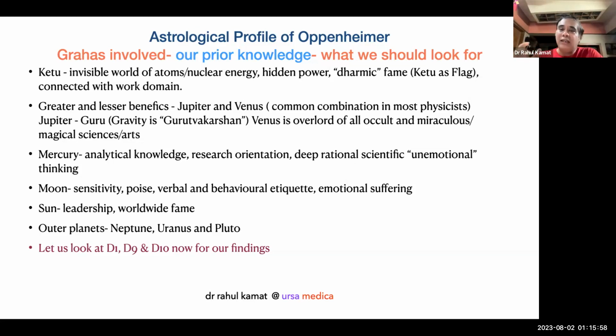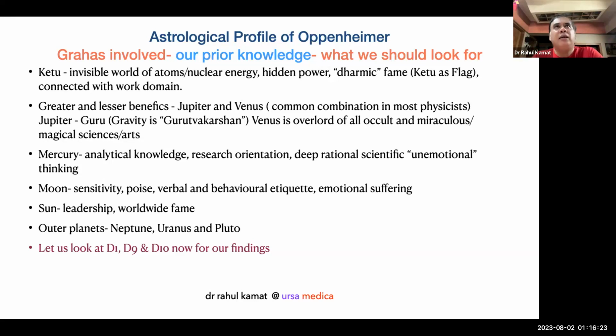Ketu, as Dhwaja, as a flag. So therefore, Ketu becomes very significant to the domain of physics of nuclear energy, because it is essentially invisible. It becomes germane to the fame that Oppenheimer got as a result of his work, and it has to be essentially connected with his work domain. So we will look at Ketu today in great detail.